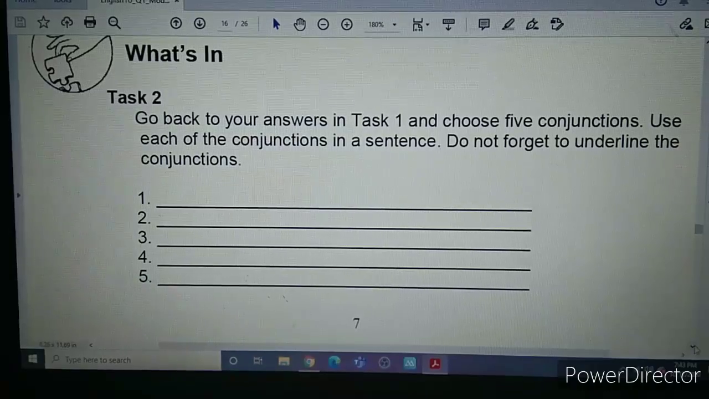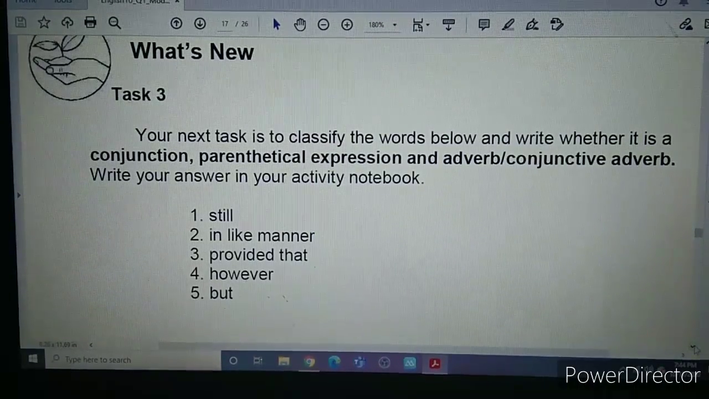So you have to go back to your answers in task 1 and choose 5 conjunctions. You have to only choose 5 conjunctions from your answers in task 1. Now, use each of the conjunctions in a sentence. Do not forget to underline the conjunctions. And of course, you are going to write your answers in your answer sheet. Since you are done with task 2, let us proceed now to task 3.